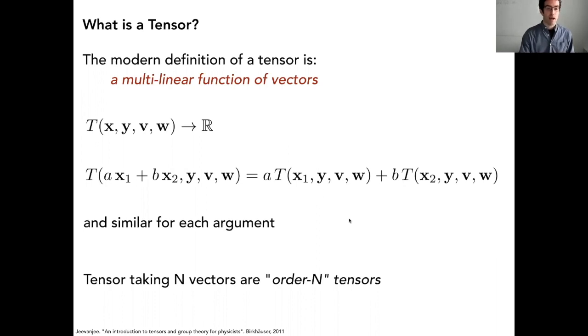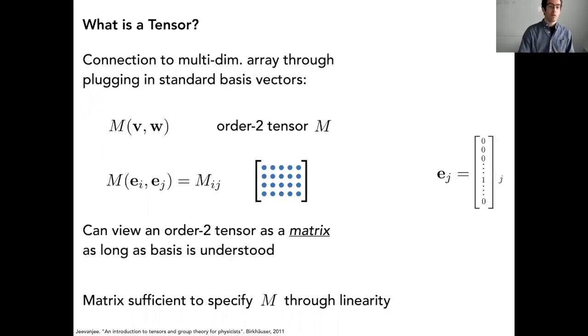So how does that connect back to this multidimensional array picture? Well, the way it connects back is, let's take a concrete example of one that we know. Let's take an order 2 tensor. So this is a function that's multilinear that eats 2 vectors. So the way you get back to this multidimensional array picture is you just plug in all the standard basis vectors into the 2 slots. So standard basis vectors meaning vectors that are all 0 except for a 1 in the jth slot. You just plug those in, every different combination, and whatever number comes out fills out a matrix, a two-dimensional array.